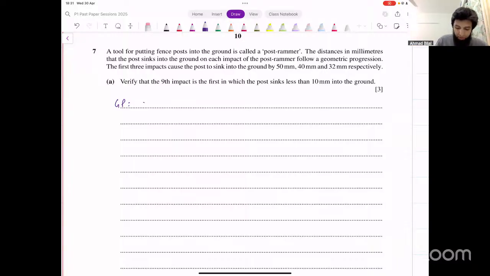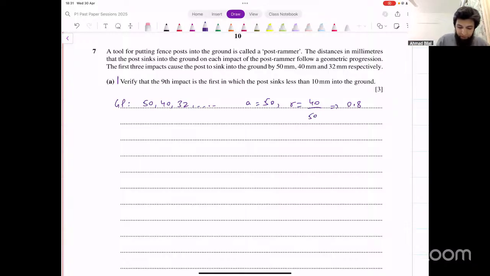We've got a geometric progression. The first term is 50, the next term is 40, the next is 32 after that, and so on. We know that the first term is 50. You know that the ratio is going to be 40 over 50, next term divided by the previous term. So that turns out to be 0.8. That's the ratio. So we know the ratio of this GP, and we know the first term of this GP.